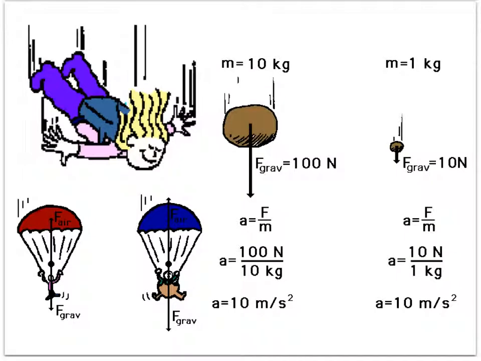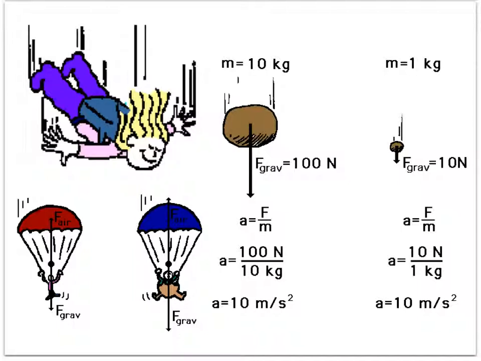Here are some examples that we'll work through. If this large rock has a mass of 10 kilograms, its weight will be 100 newtons. A small rock with a mass of 1 kilogram will only have a weight of 10 newtons. They both accelerate at the same rate because their mass is proportional to the amount of weight that they have for each setup. It's a 1 to 10 ratio for either of these, so they accelerate at the same rate.